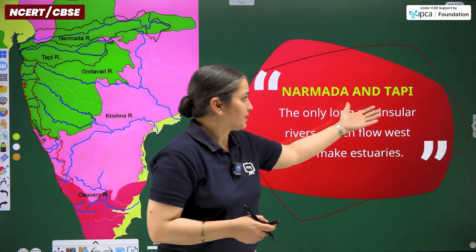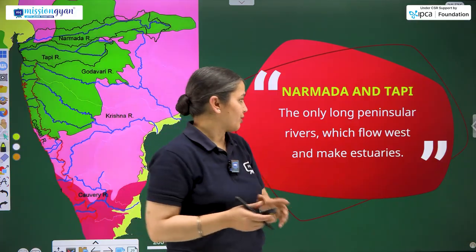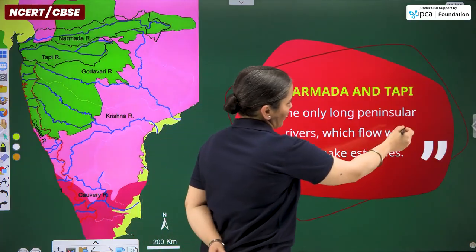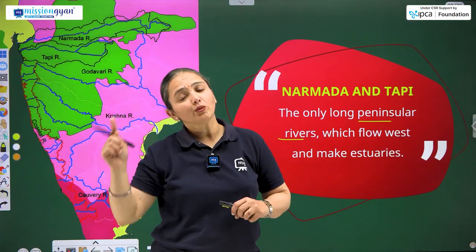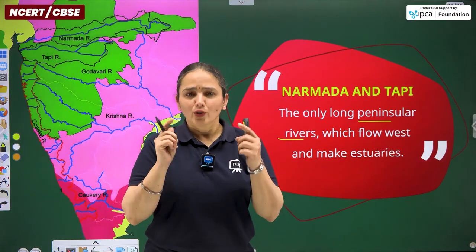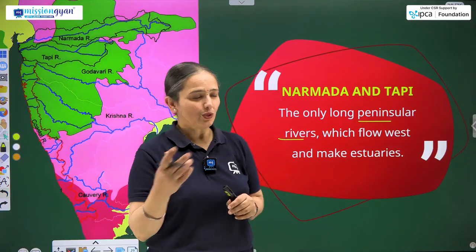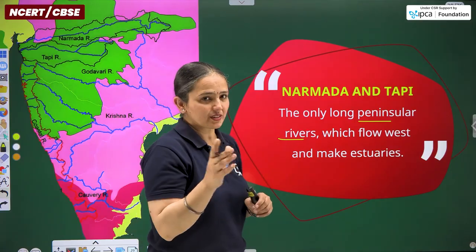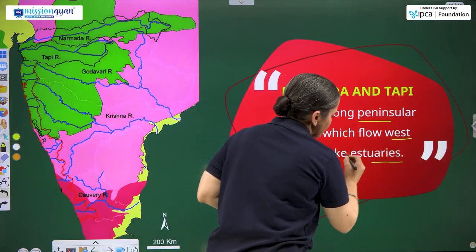Here are the Narmada and Tapi rivers. These are the west flowing rivers. So, the only long peninsular rivers. These are the longer ones as compared to the other four, but among them, Godavari is the largest. So overall, Godavari is the largest river, but Narmada and Tapi are also the longer ones. And we have already discussed their distance as well, which flows west and makes estuaries.